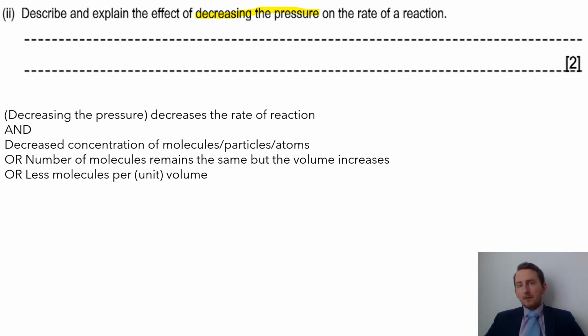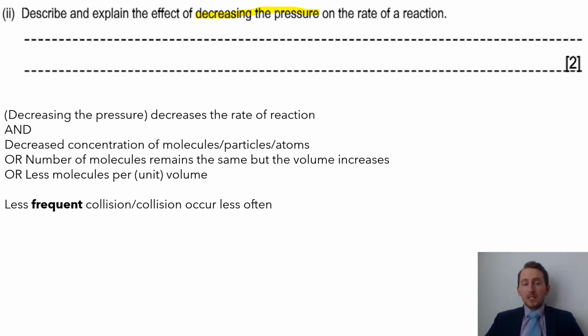So we need to say that we have a decrease in concentration, or that the number of molecules or particles stays the same but the volume is increasing, or something along those lines. That has to be coupled in with that first point, and both of those will get you a first mark. Then we can say we'll have less frequent collisions, or less collisions will be occurring. So sort of 3 parts really to get the 2 marks, but that answers it in its entirety.